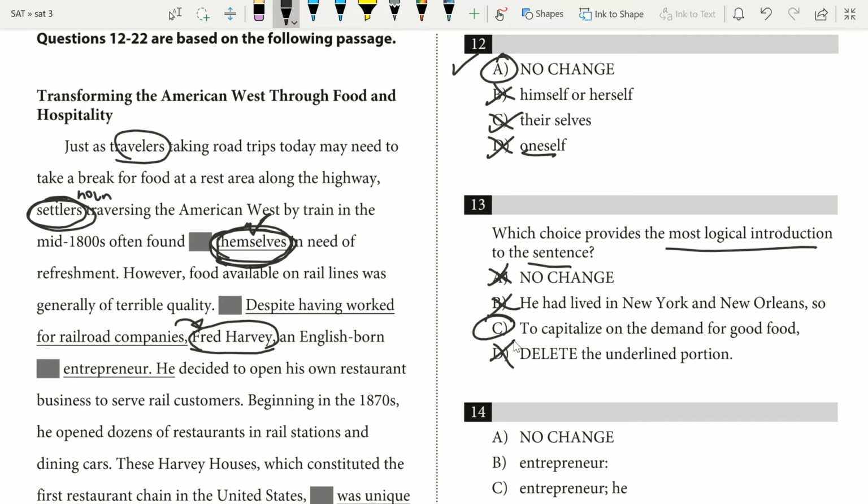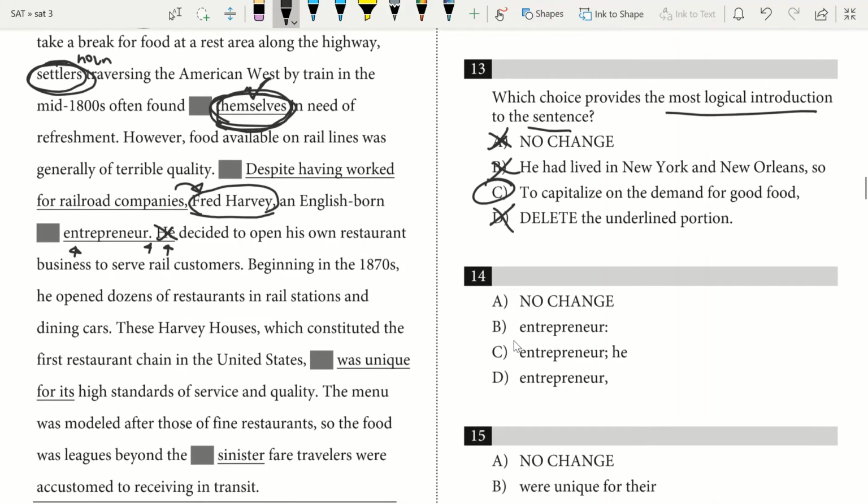All right, so now we have, to capitalize on the demand for good food, Fred Harvey, an English-born entrepreneur, decided to open his own restaurant business to serve rail customers. Now, you see how we have this period here, and we have our underlined word after it, our underlined word before it. So we're probably looking to merge these sentences together when we see that. So as I read through, Fred Harvey, an English-born entrepreneur, decided to open his own restaurant. You see how I just automatically got rid of "he" as I was reading?